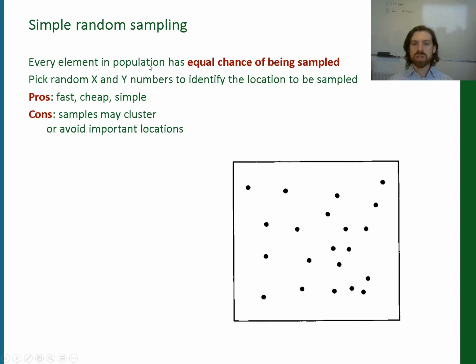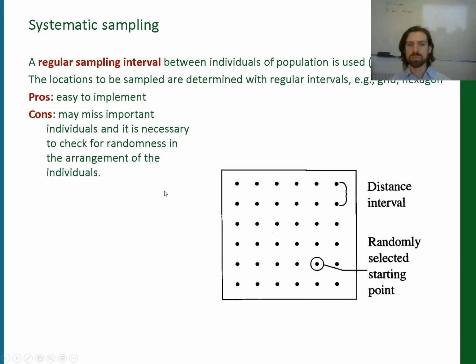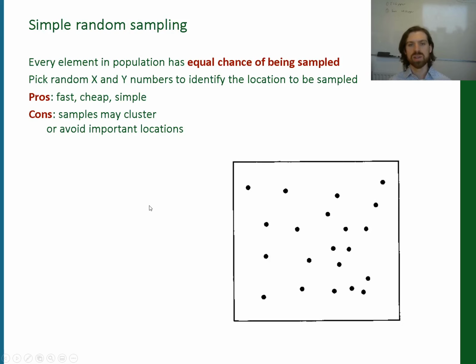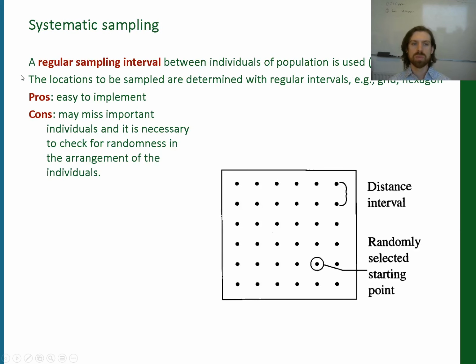Every element in the population has an equal chance of being sampled. So I mentioned before that this is where you have a uniform chance of picking any element within the population when you're sampling it. It's fast, it's cheap, it's simple, but you may overlook certain factors which affect the process which you're trying to measure. And that could lead to bias. Okay, so you're introducing bias into your sample by ignoring other factors that might influence the process.